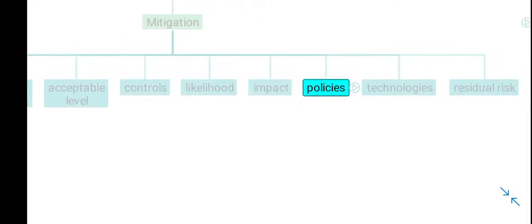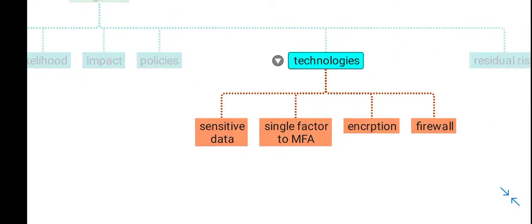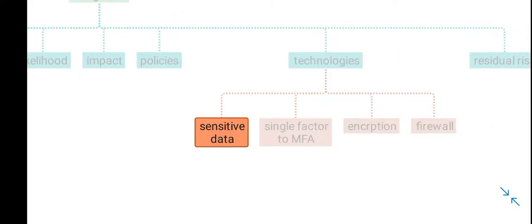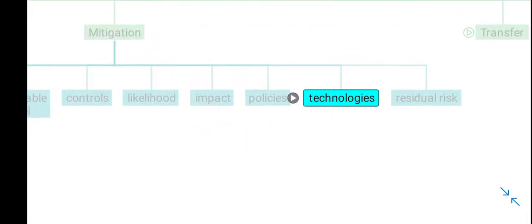So you may implement the policies, or you can use different technologies. For example, for sensitive data, you may shift from single factor authentication to multi factor authentication, or use of encryption or firewalls. So, after doing this risk mitigation, you cannot eliminate the risk in totality, but you will reduce it to an acceptable level, and there would be a residual risk left.